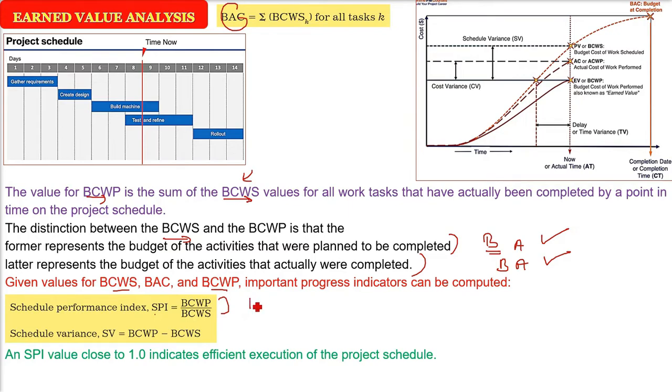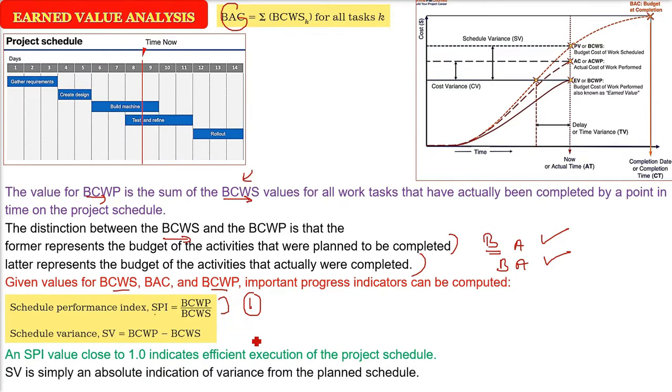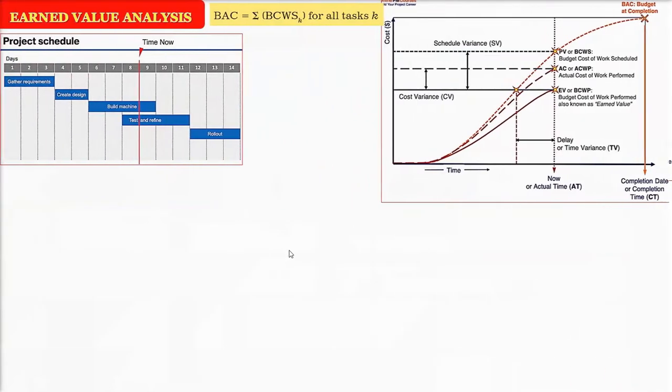If it is close to 1, everything is going fine. It indicates efficient execution of the project schedule. This SV, which is the schedule variance, is the absolute indication of variance from the planned schedule, whether you are ahead or whether you are behind. You can also find out the percent scheduled for completion using BCWS divided by BAC. Okay, this percent scheduled for completion you will get here.